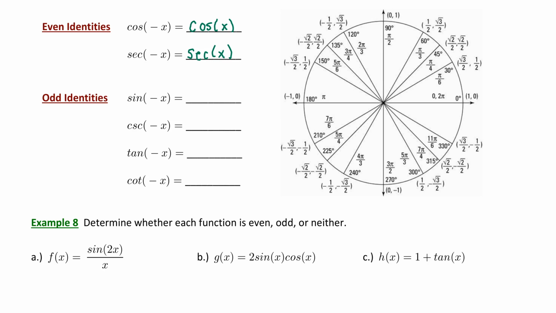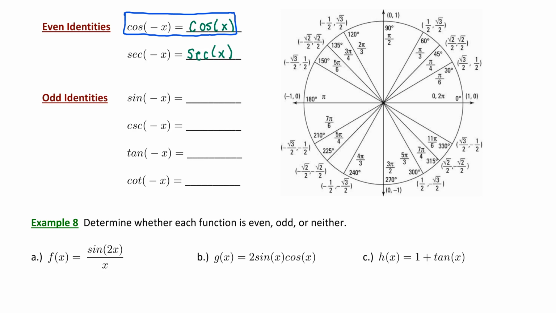Now, in addition to thinking about the graph of cosine of x, or secant of x for that matter, which are both symmetric about the y-axis, we can also make use of the unit circle to see this relationship. Let's look at the relationship between cosine of an angle and cosine of the negative angle.